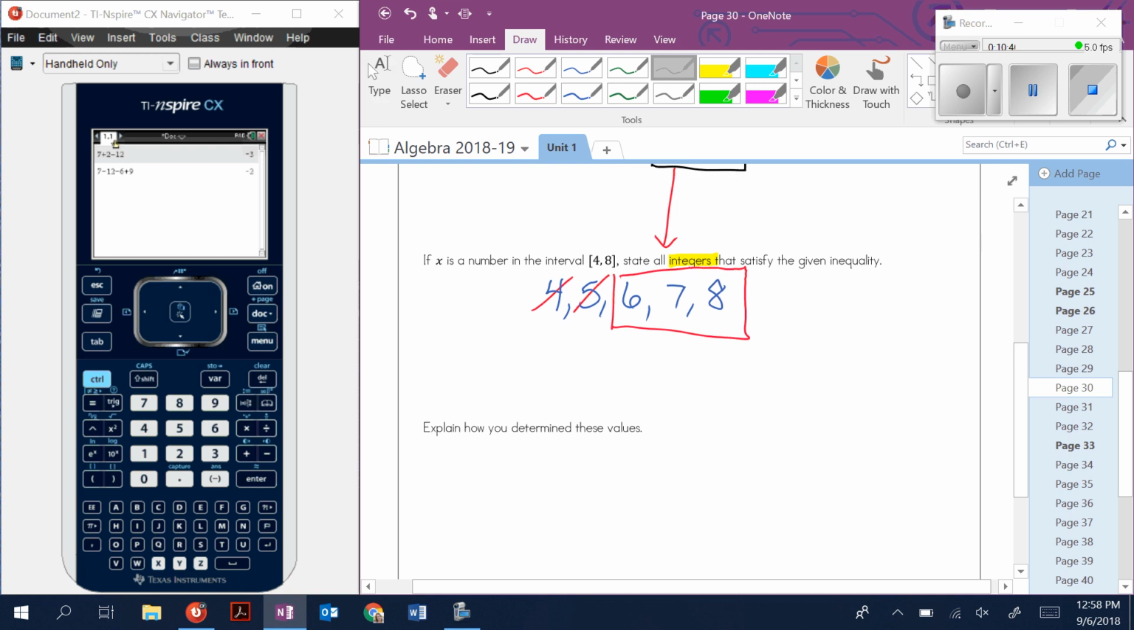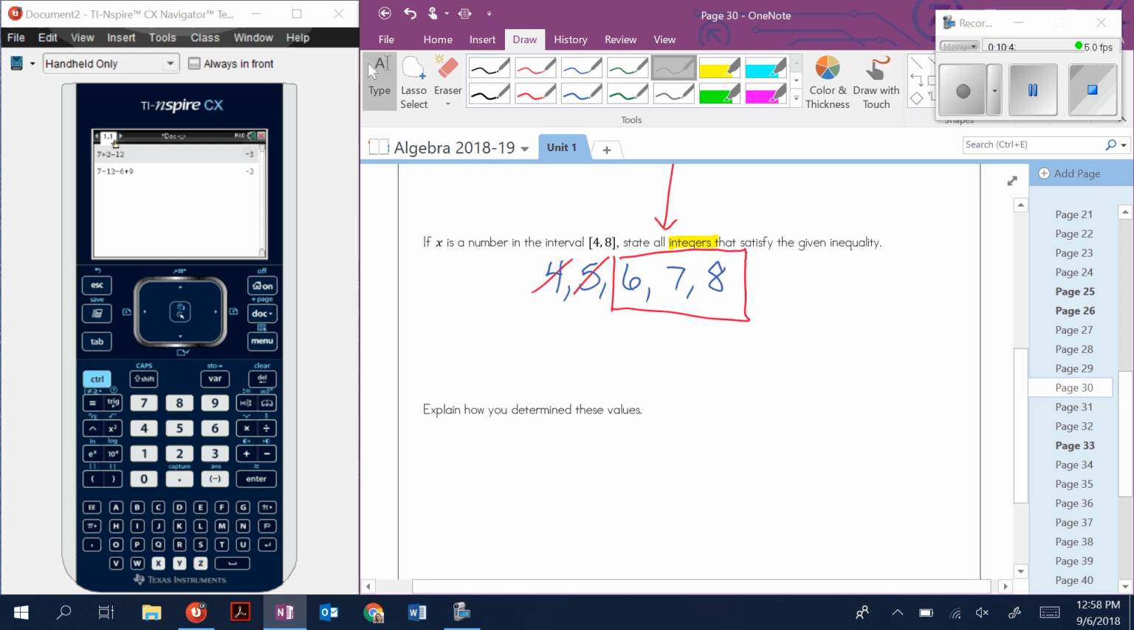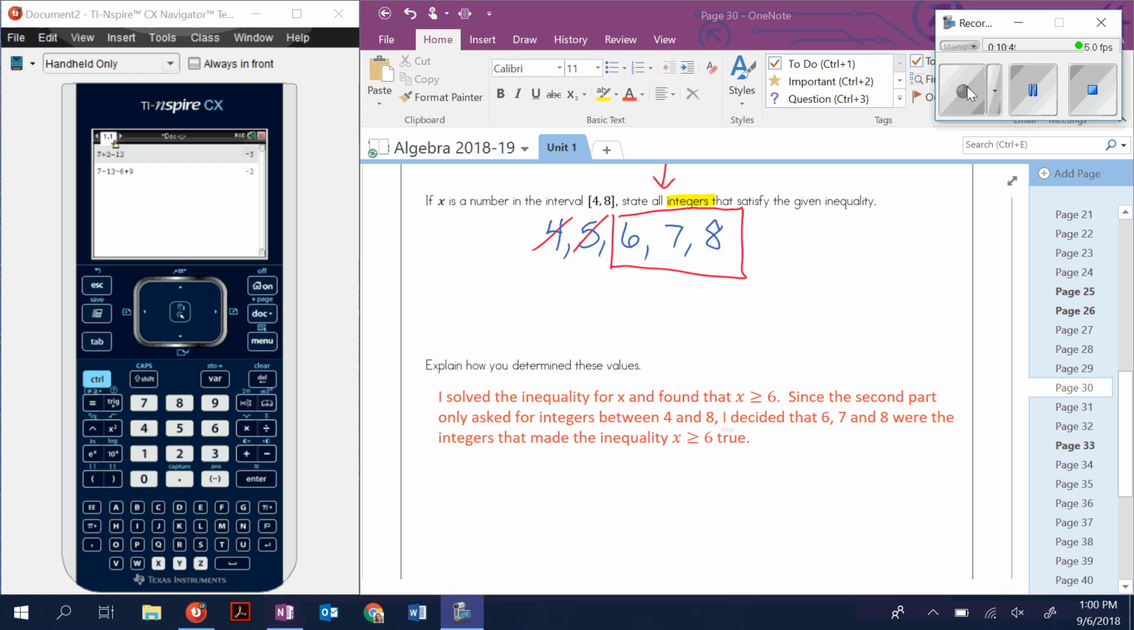Okay, how did we determine those values? Well, I'm just going to take a minute to pause the video and type something up. You can maybe write something down too. What did we just talk about? All right, so what did we do? Well, we solved the inequality for x and found that x is bigger than or equal to 6. And then since the second part only asks for integers between 4 and 8, including 4 and 8 because they were closed brackets, I decided that 6, 7, and 8 were the integers that made the inequality true.